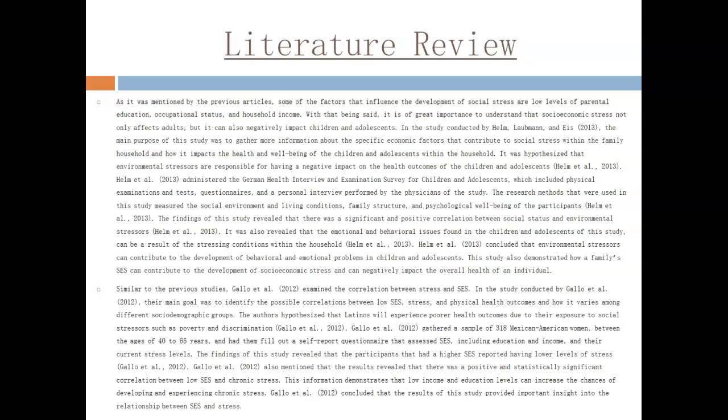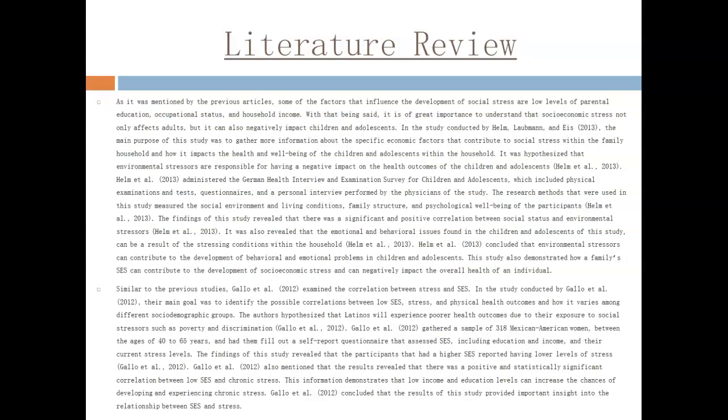In the study conducted by Helm, Lubman, and Ace, the main purpose of this study was to gather more information about the specific economic factors that contribute to social stress within the family household and how it impacts the health and well-being of the children and adolescents within the household. It was hypothesized that environmental stressors are responsible for having a negative impact on the health outcomes of the children and adolescents. Helm et al.